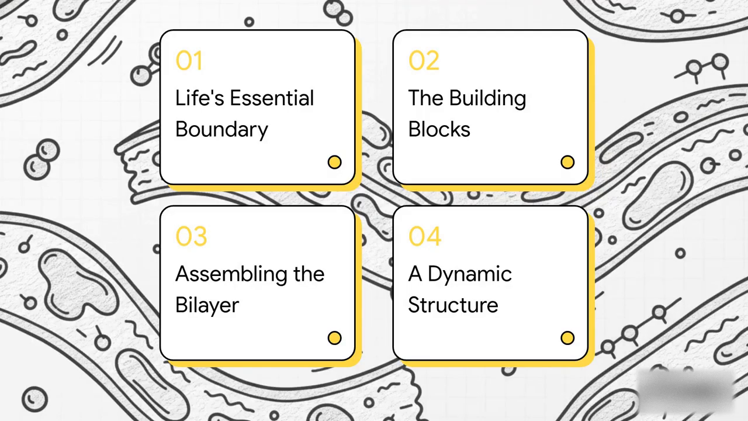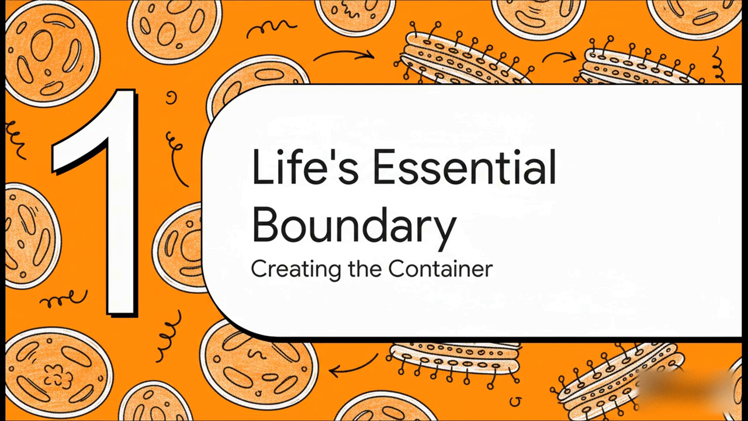So here's our game plan. We're going to start with that big boundary problem, then look at the versatile building blocks that actually solve it. We'll see how they come together to form the cell's main barrier, the bilayer, and then, this is the really cool part, we'll explore how that simple barrier becomes a dynamic, living structure that's adapted for even the most extreme places on Earth. All right, let's jump right in.